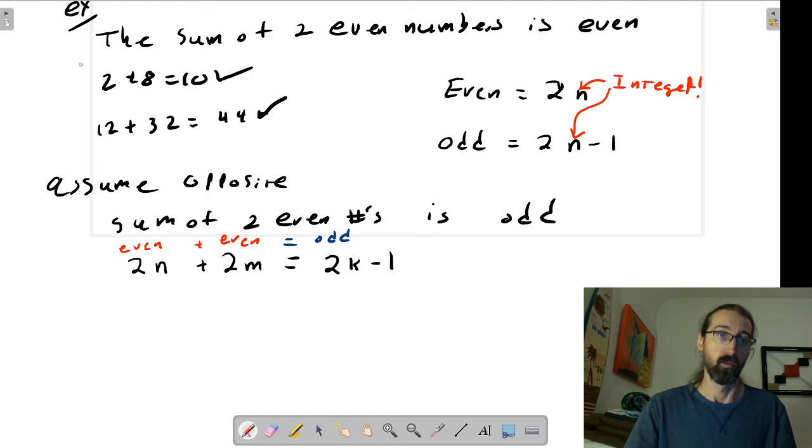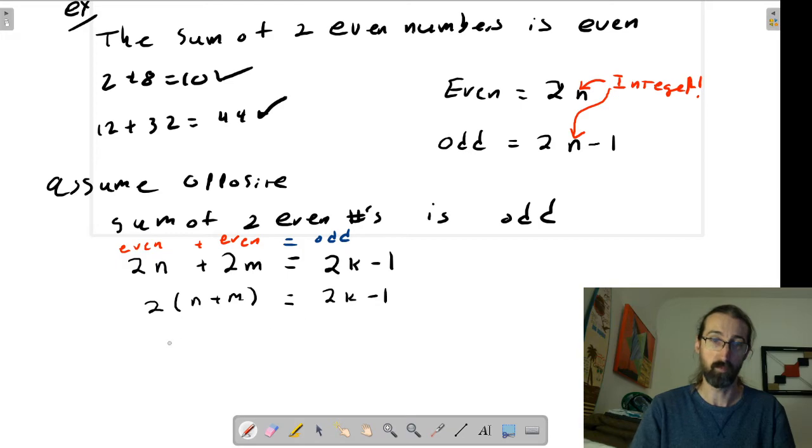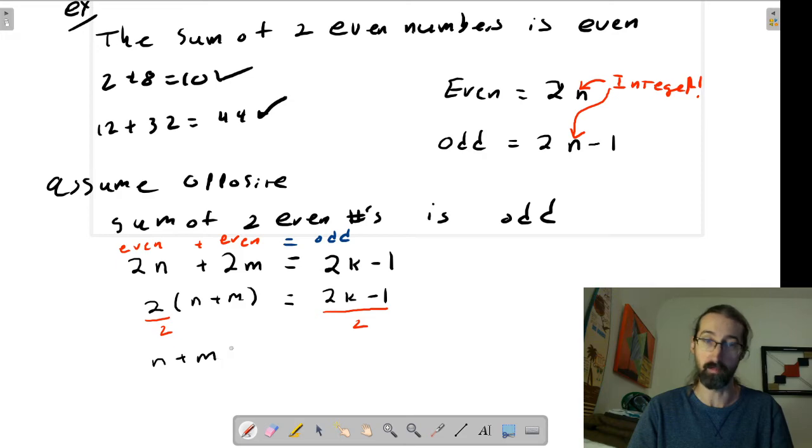What do I do? 2n plus 2m, well, what I can do, maybe factor out a 2. So I'm going to have 2 times (n plus m) is 2k minus 1, right? That's what I've done. n plus m is just some number. And then I'm going to divide by 2. Divide everything here by 2, okay? So here I have some integer n plus m equals... 2 divided by 2 is k by itself, minus 1/2.